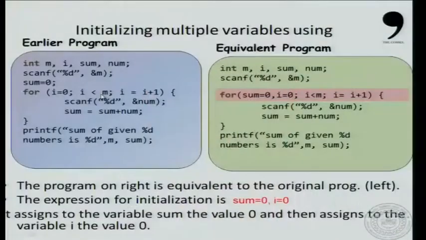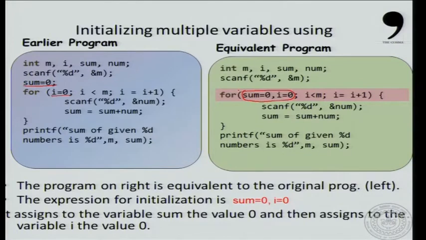Okay. Now here is a syntactic convenience that C provides us, and let me make this remark as the final thing in this session. Okay. So notice that we had to initialize 2 variables here. So the first is sum was initialized to 0, and the second was that I was initialized to 0. Now wouldn't it be convenient if I could do this together, right? And that's what C provides us.